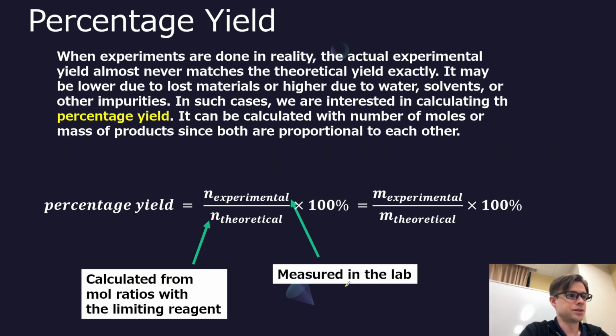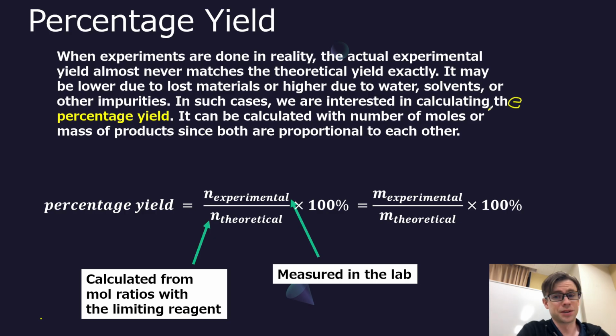So percentage yield. When experiments are done in reality, the actual experimental yield almost never matches the theoretical yield exactly. It may be lower due to lost materials, some of the reasons I mentioned on the previous slide, or it could be higher sometimes. That's often due to water not being dried properly, or other solvents, or other impurities, possible side products. In such cases, we're interested in calculating the percentage yield. It can be calculated with the number of moles or the mass of products, so that's a good thing to know. If you only have one or the other, don't panic.